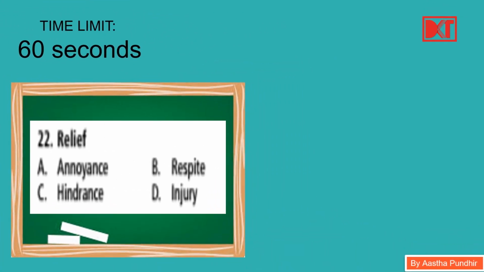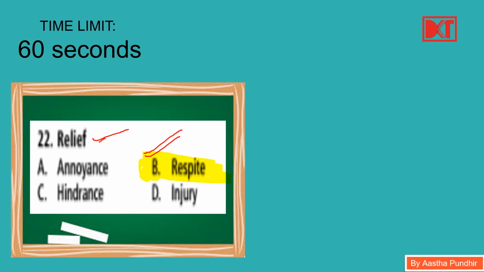Okay, so now the next word is relief. The options are A, annoyance, B, respite, C, hindrance, D, injury. Now here, the correct answer is B, respite. Getting relief from something, getting respite from something. Which means something that you were suffering from, and then finally you let it go, it is released, it is over, and then the satisfaction you feel, that can be termed as relief or respite. Okay.